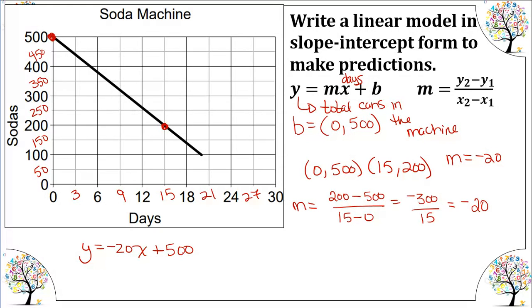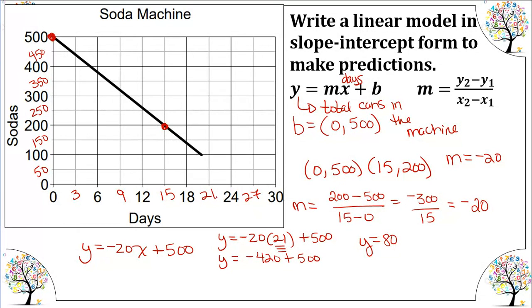So let's see how many cans there will be on day 21. So we're going to plug in 21 and see the total amount of cans left in the vending machine. So we're going to multiply 20 times 21, which gives us negative 420 plus 500. So the total amount of cans in 21 days is going to be 80.